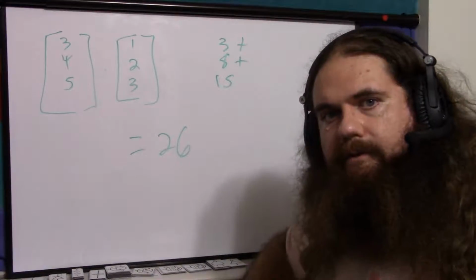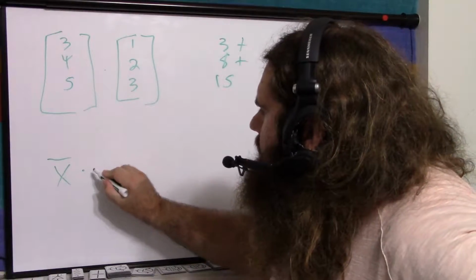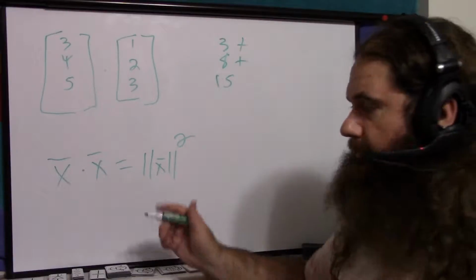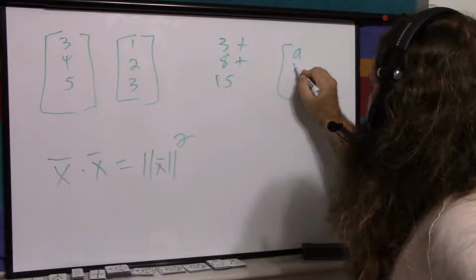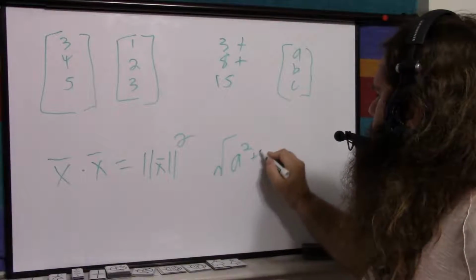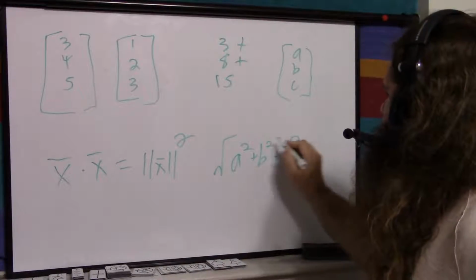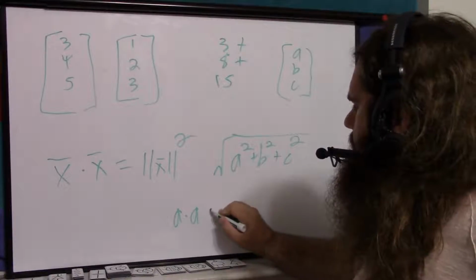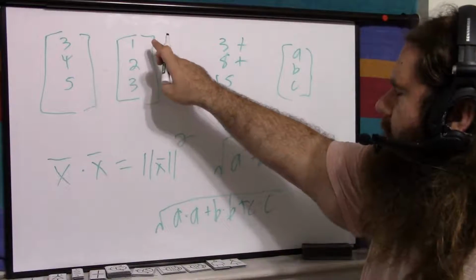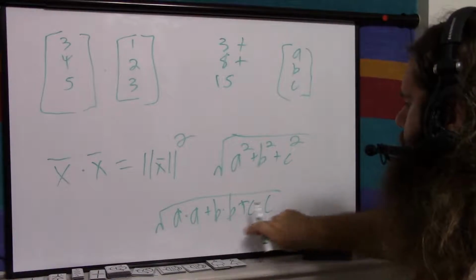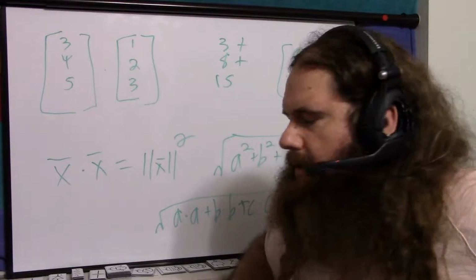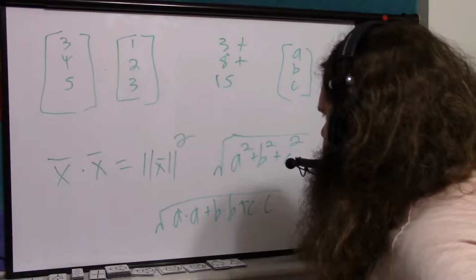Two things I want to point out. First of all, x dot x equals the magnitude of x squared. If x is (a, b, c), then the magnitude of x is the square root of a squared plus b squared plus c squared, which is a times a plus b times b plus c times c, square root. See? A times A, B times B, C times C. But now we want to get rid of the square root, so we square it. Why is that useful? It's not. That's just for fun. But it does make sense when I tell you geometrically what this is.